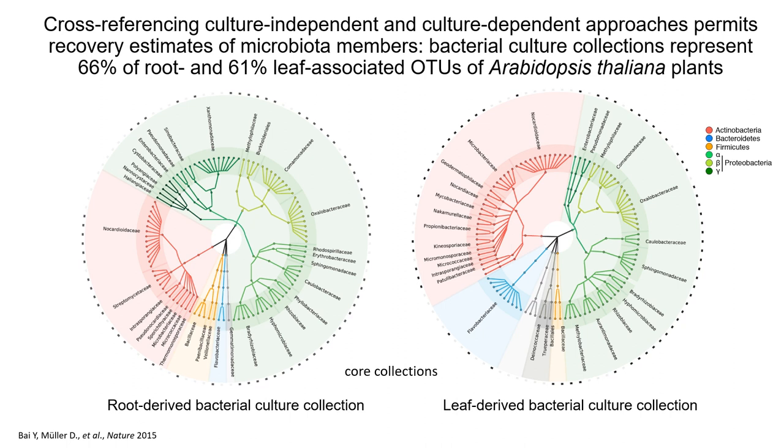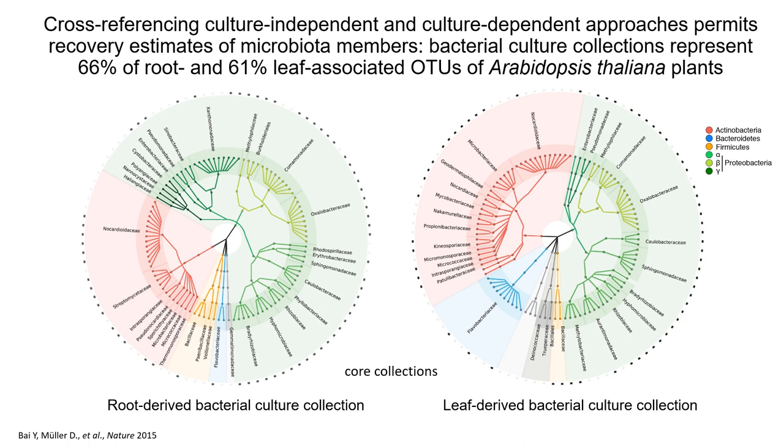And what is shown here is that we've maximized these culture collections for taxonomic diversity. The phylogenetic tree and the taxonomy of these isolated bacteria from roots and leaves is shown in the color code, which is explained here. So we see that the dominating proportion of the leaf microbiota and root microbiota are alpha, beta, and gamma proteobacteria, shown in green. Then we have about 20 to 30% actinobacteria, bacteroidetes, and some firmicutes.